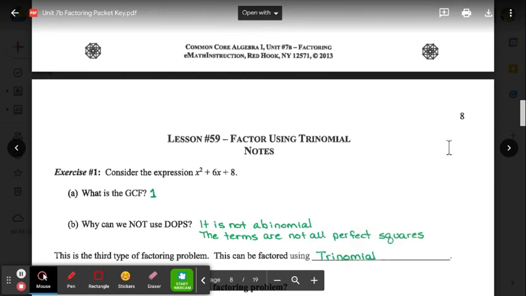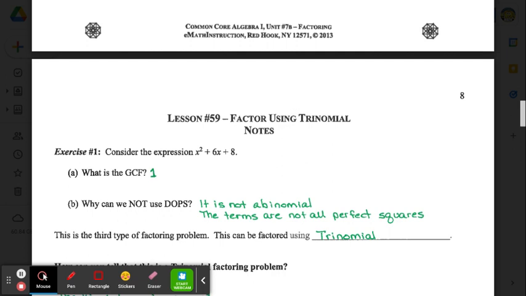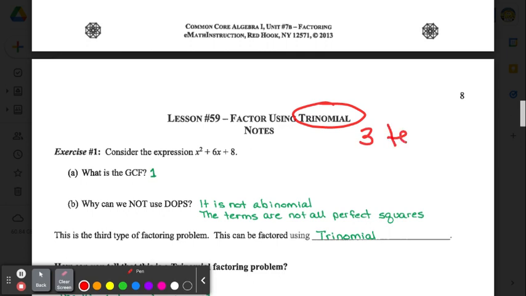This is our third type of factoring. And this is the last type that we will be working on in this unit. After this is going to be a mix of everything. We are factoring using the trinomial method. And remember, from last packet, trinomial means there are three terms.